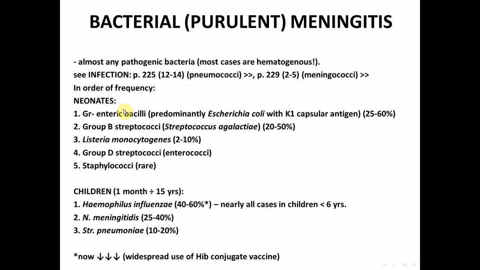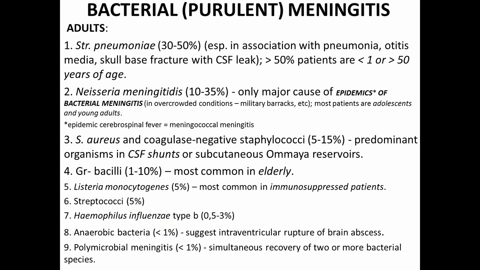And we see that in neonates, meningitis in neonates is very serious. The causative organisms are group B streptococci, enterococci, listeria, group D, pneumococci, and staph rarely. While in children, 1 month to 15 years, it was mostly caused by Haemophilus influenzae, Neisseria meningitidis, or Streptococcus pneumoniae. In adults, the causative organism is mostly Streptococcus pneumoniae in around 50% of the cases, Neisseria meningitidis in 10 to 35%, and Staph aureus and gram-negative bacilli in rare cases.